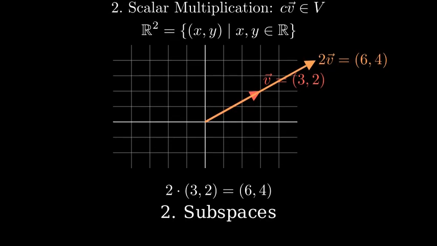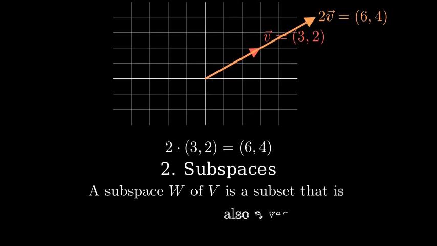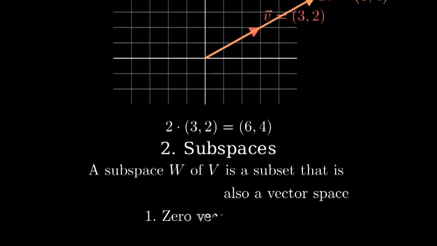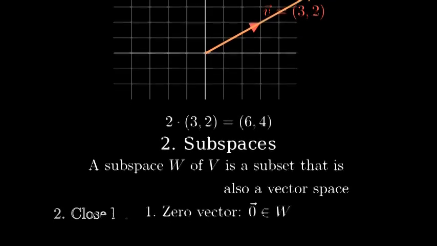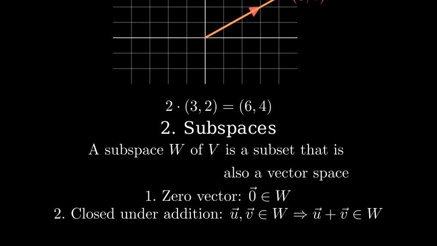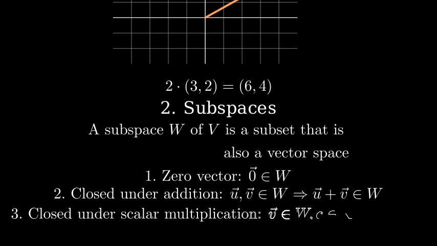Now, let's move on to subspaces. A subspace is a subset of a vector space that is itself a vector space under the same operations. To verify that a subset W is a subspace of vector space V, we need to check three conditions. First, the zero vector must be in W. Second, W must be closed under addition. And third, W must be closed under scalar multiplication.